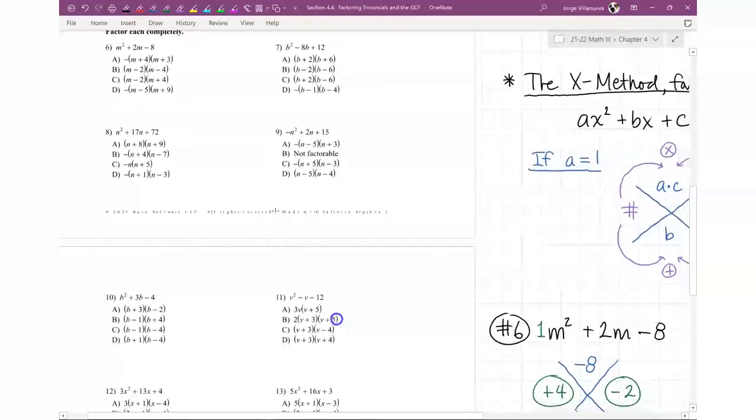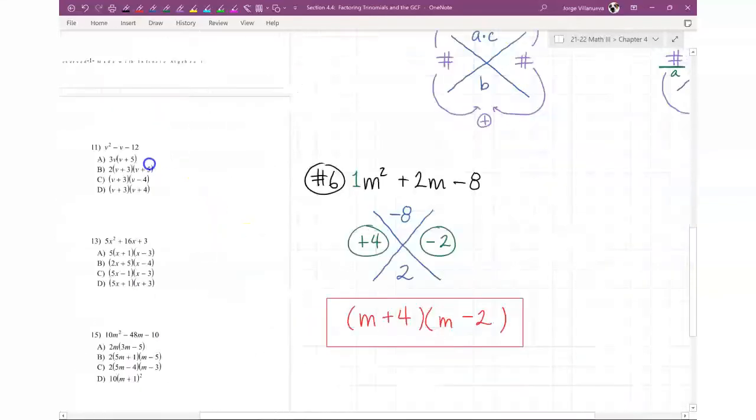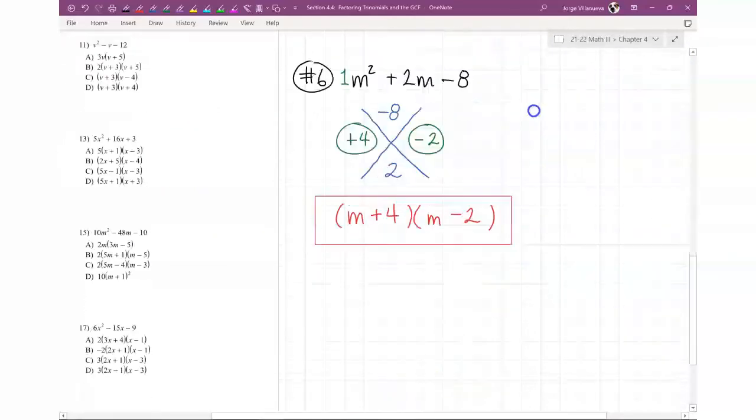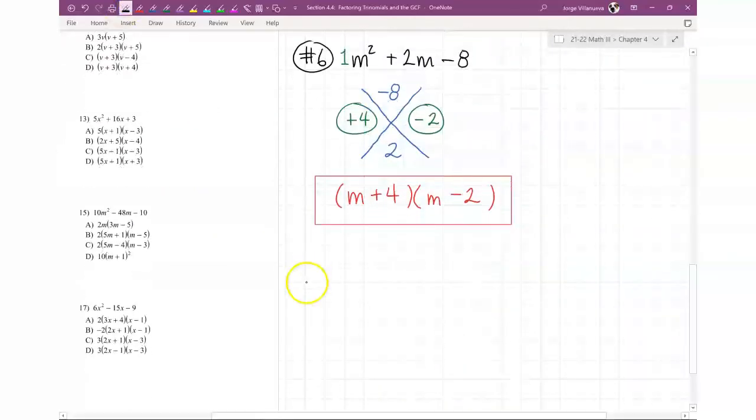Let's do number 9, okay, because that one's a little different. So number 9 is a negative n squared plus 2n plus 15. Go ahead. Can the two numbers add to the bottom? It's add or subtract. So you're basically looking at, see how I put plus 4 minus 2? So I just combine them at that point.